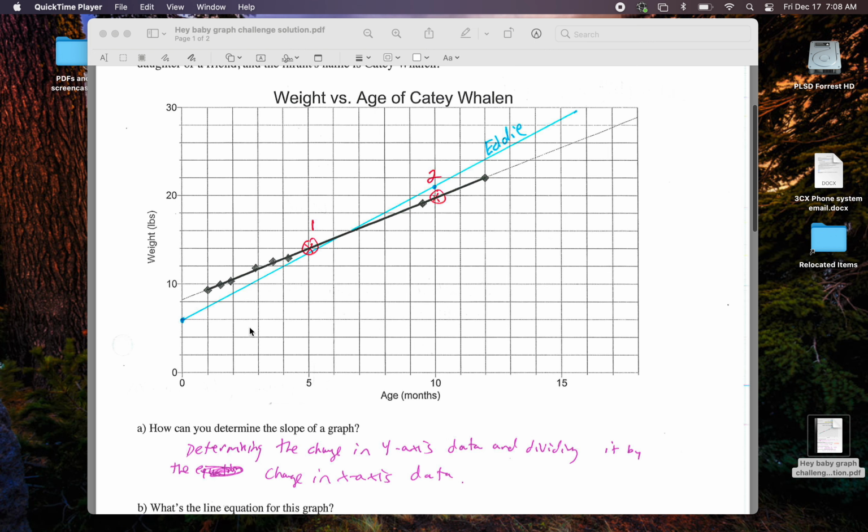At any rate, we determine the slope of a graph by looking at the change in y-axis data and dividing that by the change in x-axis data. Now, you might have heard this as rise over run, which is fine, but I want you to understand it's a difference between points you choose on the graph. And then you're going to look at the difference in the data over here on the y-axis, divide that by the difference in data over here on the x-axis.